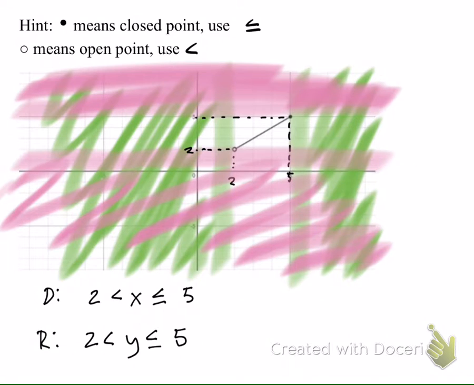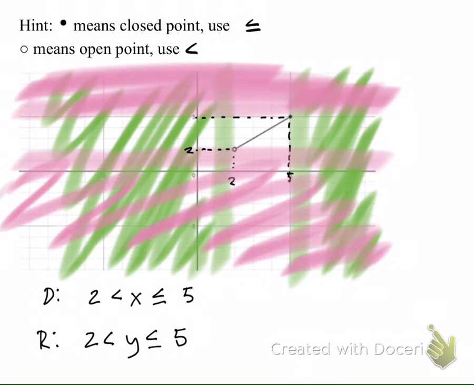So your domain is between 2 and 5, not including the 2, but it includes the 5. And then the range is also 2 to 5, but it doesn't include the 2. That's why it's this little open circle. And it includes the 5, so there's a less than or equal to sign towards the 5.